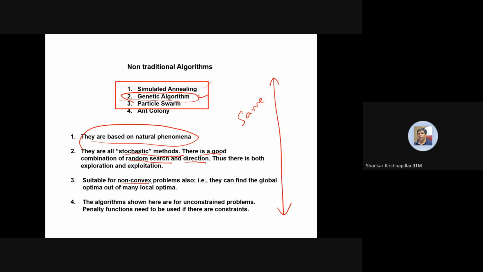The genetic algorithm is especially used for non-convex problems, when there are multiple peaks and we have to find the global peak out of the many local peaks. The genetic algorithm shown here is for an unconstrained problem, that is, only the objective function is maximized. If a constraint is there, you have to apply it with the penalty function method.